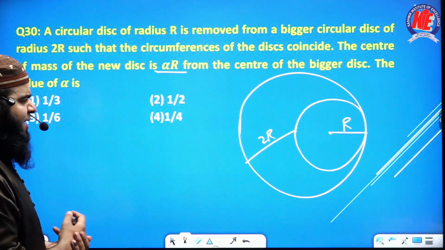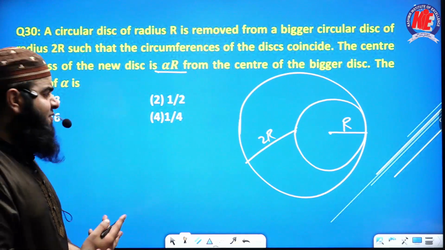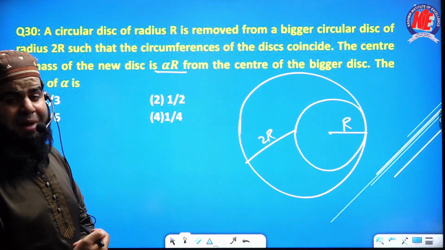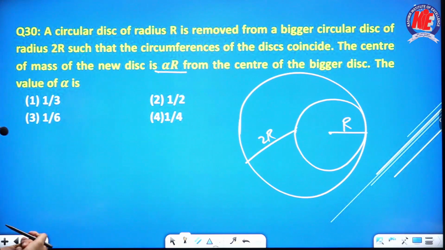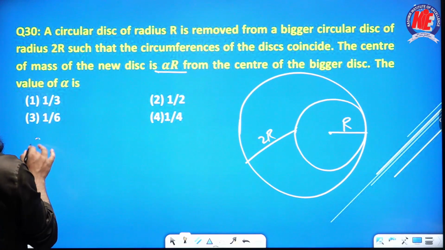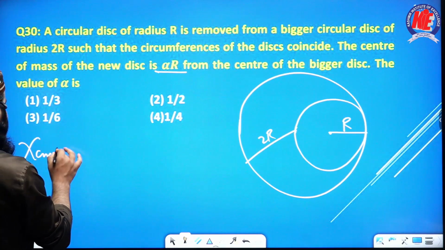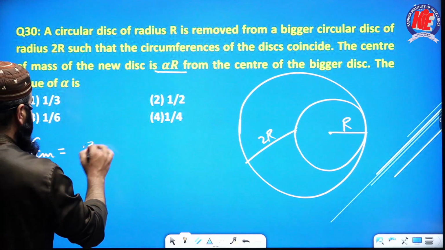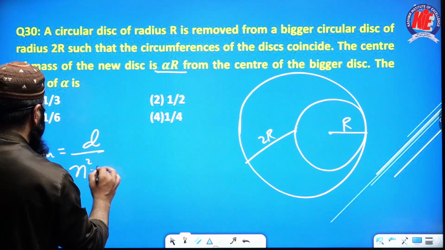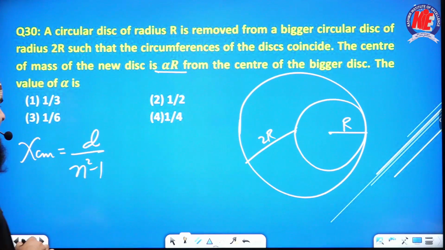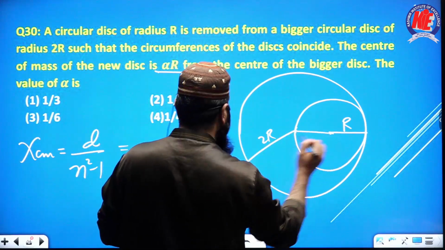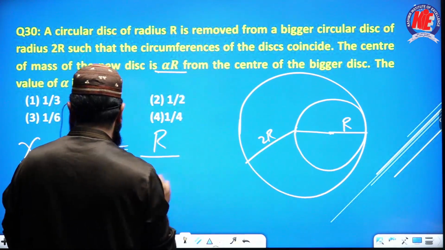अब इसमें conventional approach वही है आपका बेटा. m1 x1 minus m2 x2 divided by m1 minus m2. But disk के लिए आपके पास एक direct result है. XCM of the disk is given by d divided by n square minus 1, where d is the distance between the centers. वो कितनी है यहां से यहां तक बेटा? That is simply the r divided by, what is n?